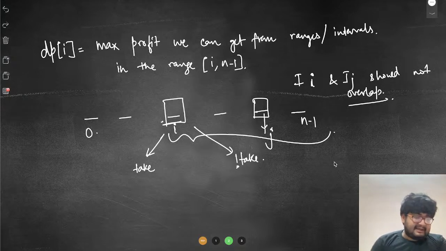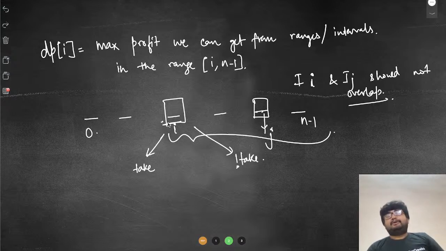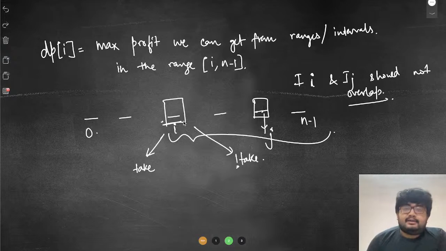Yes, we are going right to left, because this has to be computed before we compute this. Intervals I and j should not overlap, right?